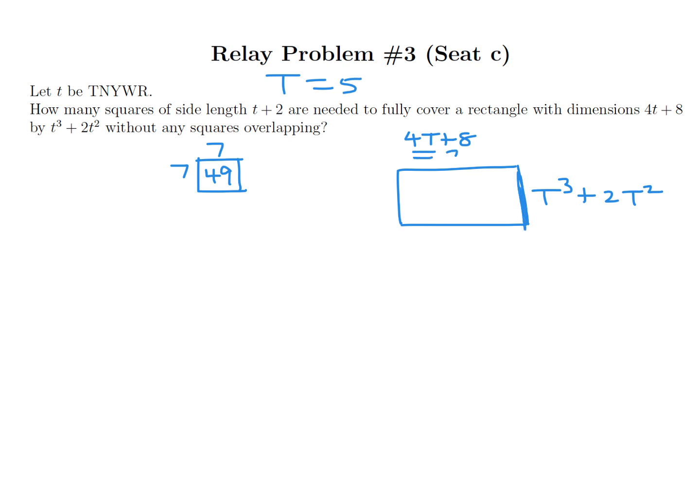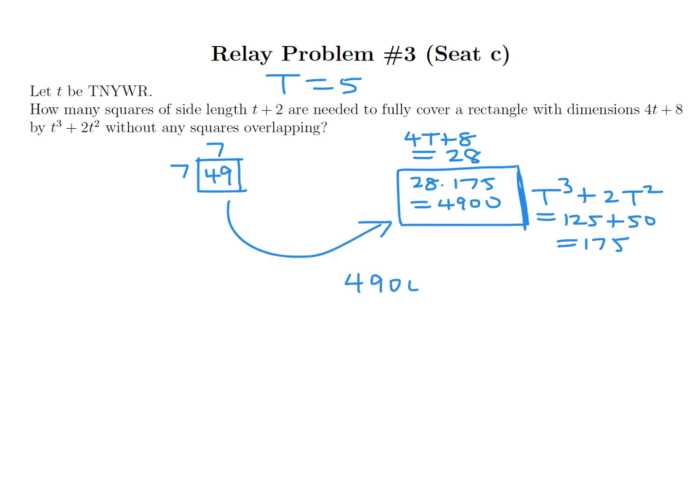So this is 28 when you put t is 5. And then this one would be 125 plus 50, so that's 175. So the area of this guy is 28 times 175, which is 4900. So how many of these can fit into that? Well, just divide them. 4900 divided by 49, and that is a perfect 100.